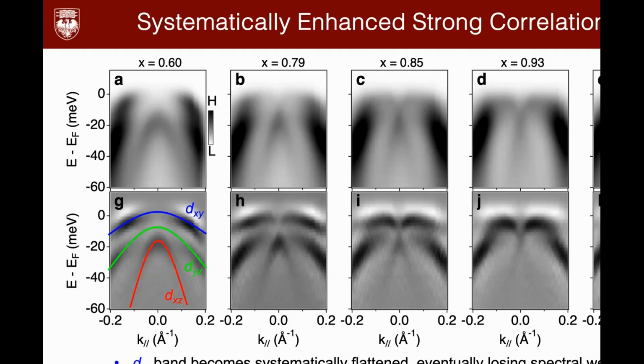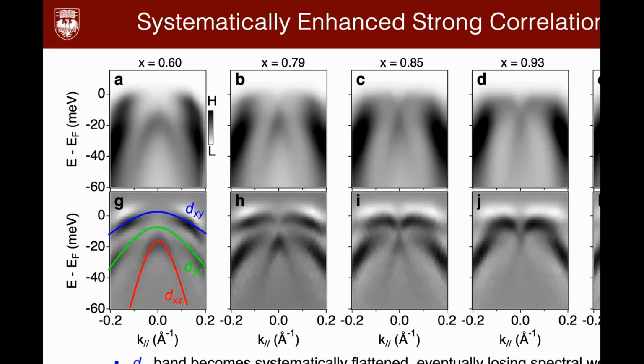There are a few things that we have observed happening to the bulk bands. First is that the dxy band becomes systematically flattened as you go from left to right. And that's kind of expected too, because for such systems, the dxy orbital is the most correlated.